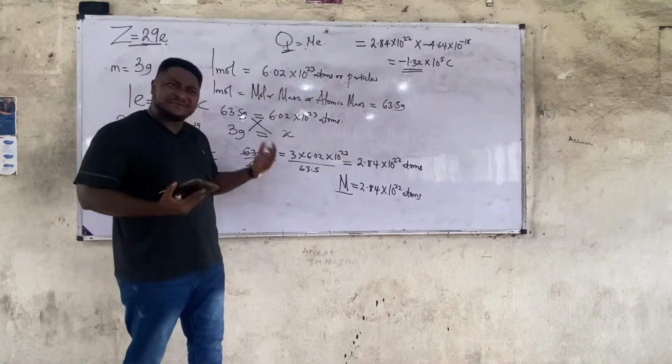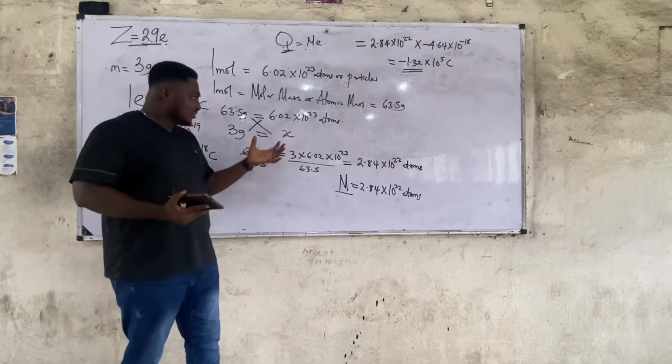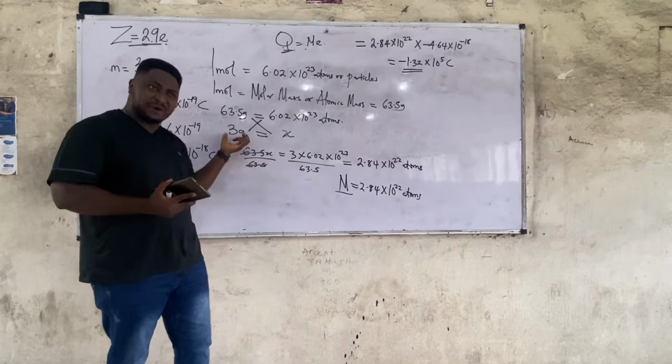Why do you bring Avogadro's number in physics? Because if you only look at your textbook, you are lost. Then you now understand why we needed to find the number of atoms in 3 grams of copper.